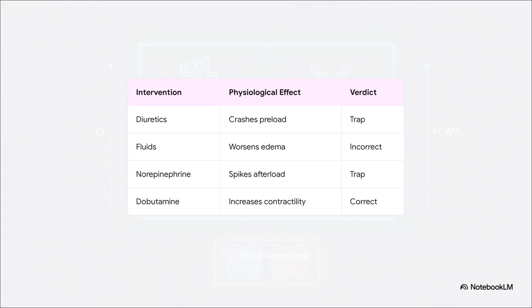What about IV isotonic fluids? Well, if you picked that, you misidentified him as hypovolemic and massively worsened his acute pulmonary edema. And IV norepinephrine, you attempted to fix the blood pressure, but you fatally spiked his afterload. Remember, a failing left ventricle simply cannot pump against increased systemic resistance. That's going to further decrease cardiac output and cause severe digital ischemia. Which leaves us with the only correct intervention, IV dobutamine. As an inotrope, it directly increases myocardial contractility, raises the cardiac index, improves systemic perfusion, and brilliantly restores the forward flow that's absolutely necessary to eventually allow for safe diuresis.